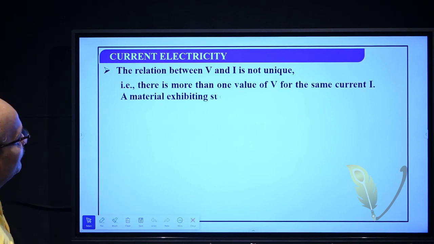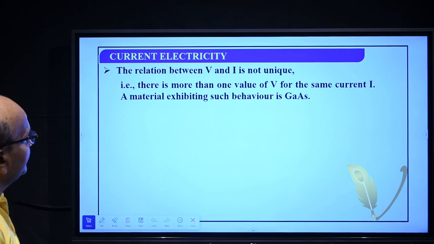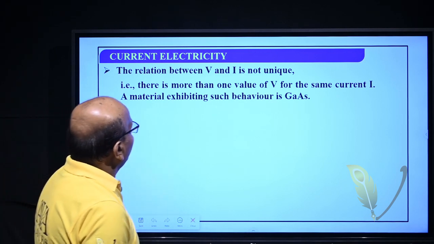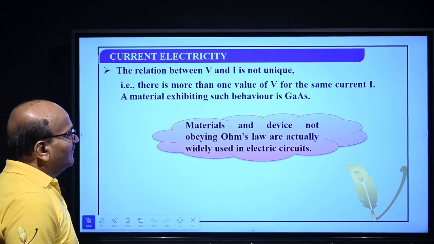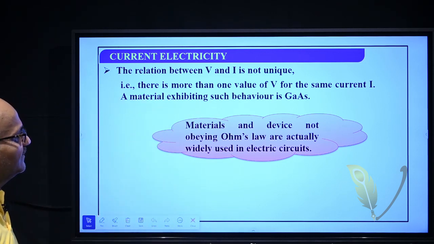So, the relation between voltage and current is not unique, that is, there is more than one value of V for the same current I. A material exhibiting such behavior is gallium arsenide. Materials and devices not obeying Ohm's law are actually widely used in electric circuits.